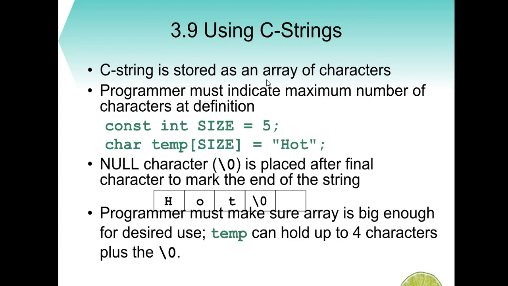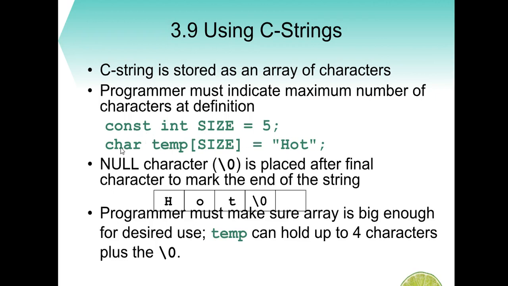A C string is stored as an array of characters. You should all be a little bit familiar with what an array is. We worked with them in Greenfoot when we did the piano keys in an array, and we did different sounds and keys in a parallel array. Programmers have to indicate the maximum number of characters, so you have to know ahead of time how many you're going to need. That's declared with a constant.